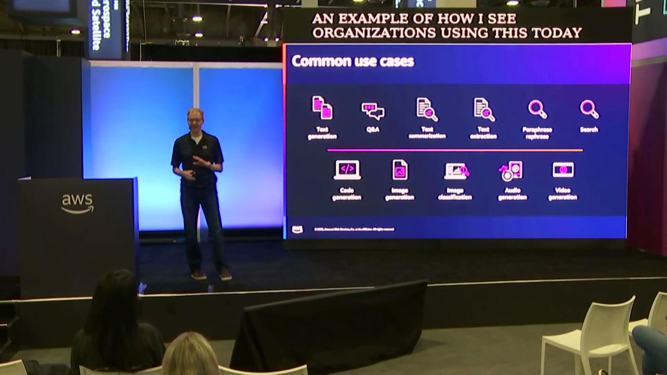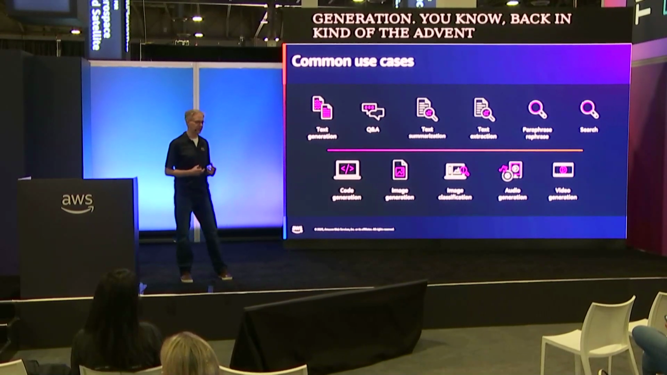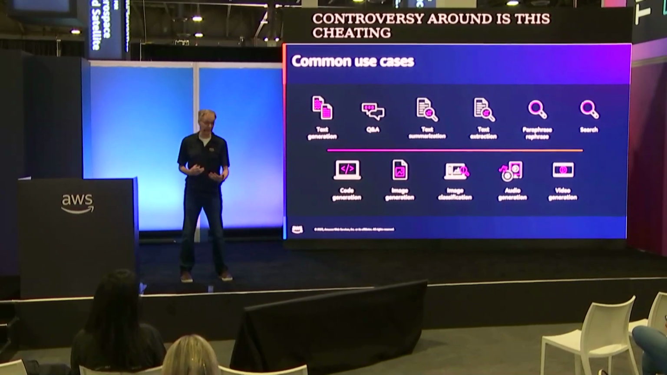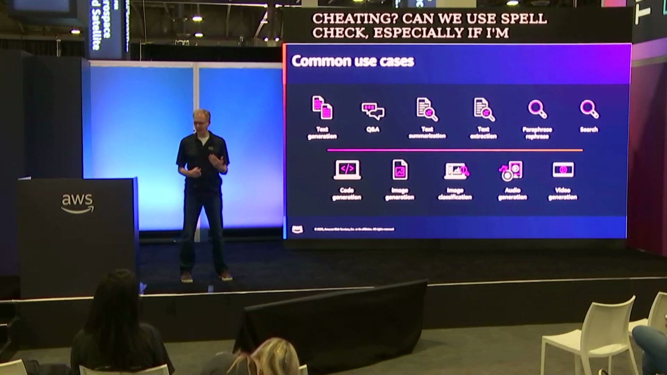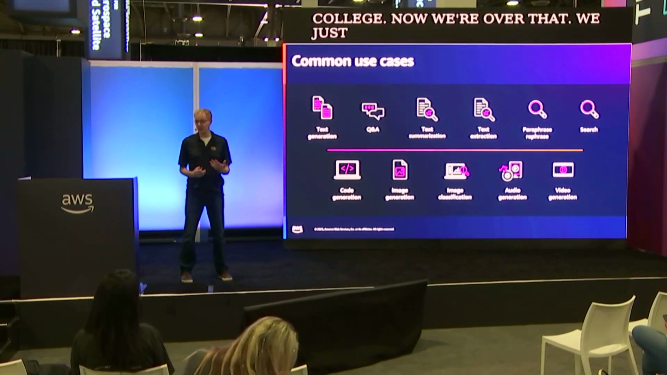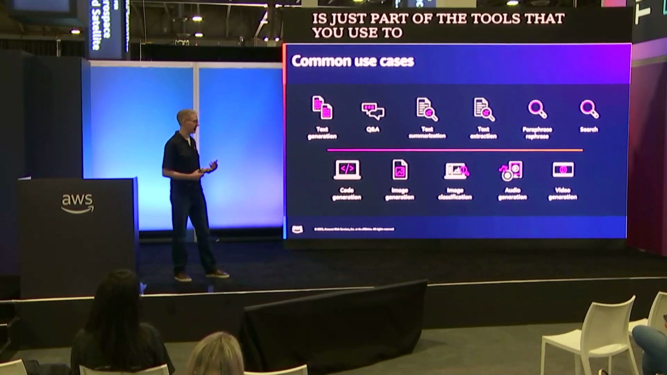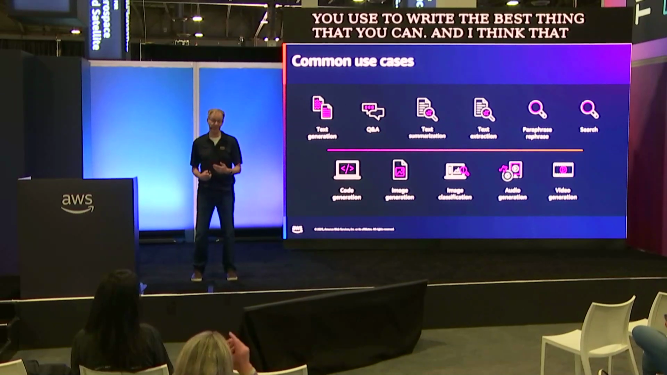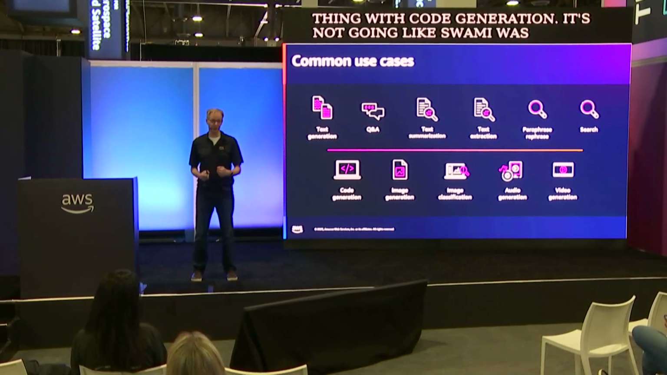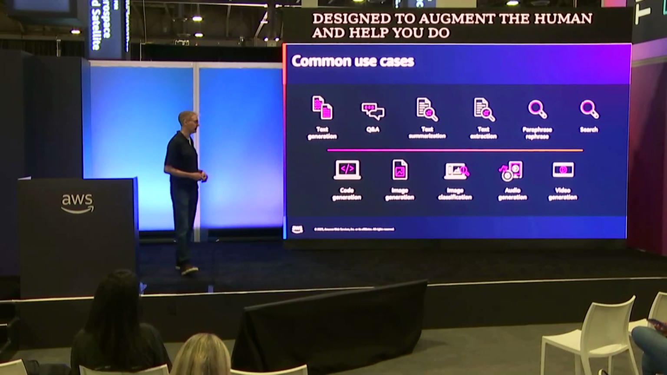Back in the advent of spell check, there was a lot of controversy around, is this cheating? Can we use spell check, especially if I'm writing an academic paper or a paper for college? Now we're over that. We just understand that spell check is part of the tools that you use to write the best thing that you can. And I think that we're going to see the same thing with code generation. Like Swami was saying this morning, it's not designed to replace the human. It's designed to augment the human and help you do the best job that you possibly can. So let's get into these in a little bit more detail.